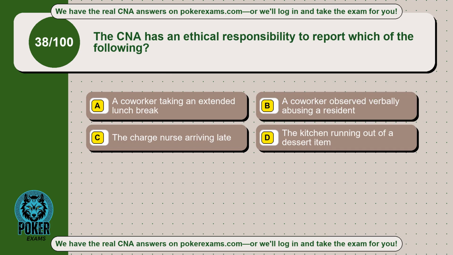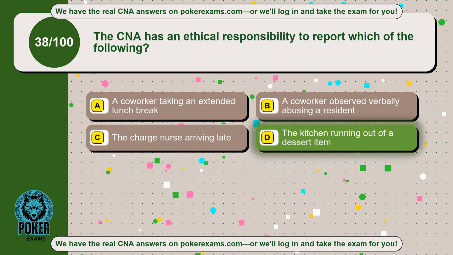Question 38. The CNA has an ethical responsibility to report which of the following? Option A, coworker taking an extended lunch break. Option B, a coworker observed verbally abusing a resident. Option C, the charge nurse arriving late. Option D, the kitchen running out of a dessert item.